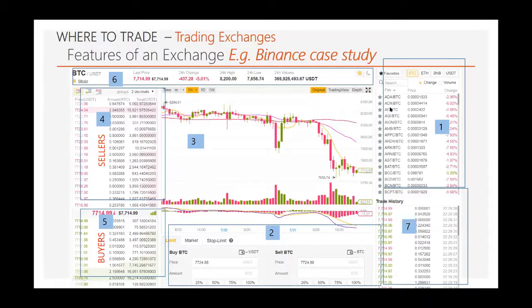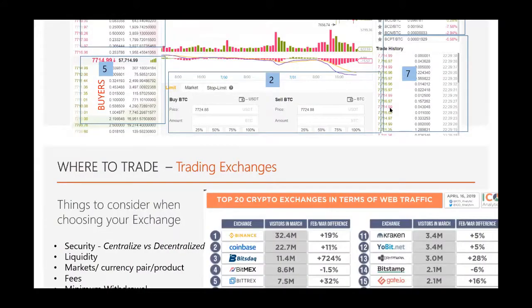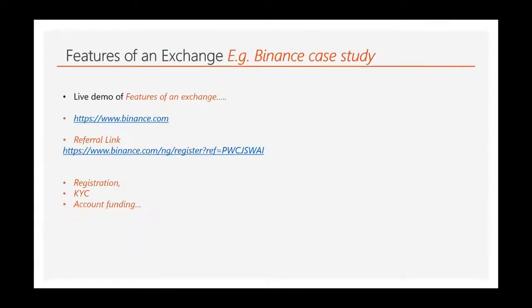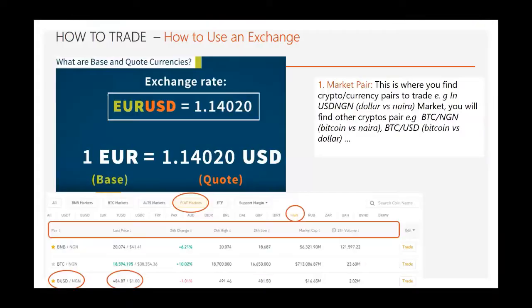A market pair, let me go to this slide. I'm sorry, I'm changing slides, but don't be confused. I'm talking about market pair now. Market pair, this is where you find the cryptocurrency pairs to trade. For instance, USD and Naira. You will find other cryptocurrency pairs like BTC/Naira, which means Bitcoin versus Naira. You also find BTC/dollar. So there are a lot of pairs.